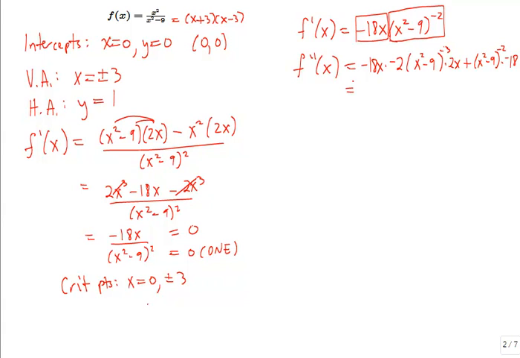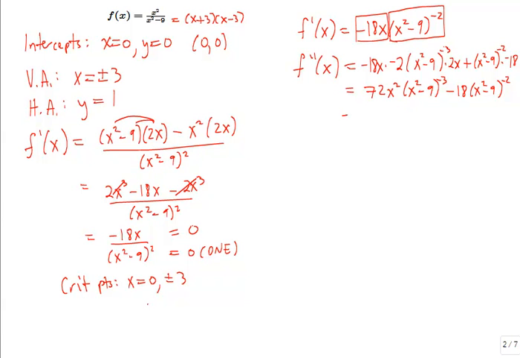So cleaning this up just a tad, we've got 18 times 2 times 2. So that's going to give me a positive 72. I've got an x times an x, which will be an x squared, and then I have that x squared minus 9 to the negative 3. And then over here I have that minus 18 times x squared minus 9 to the negative 2. Now the trick to simplifying these, especially when you use a product rule like this, is usually to factor.